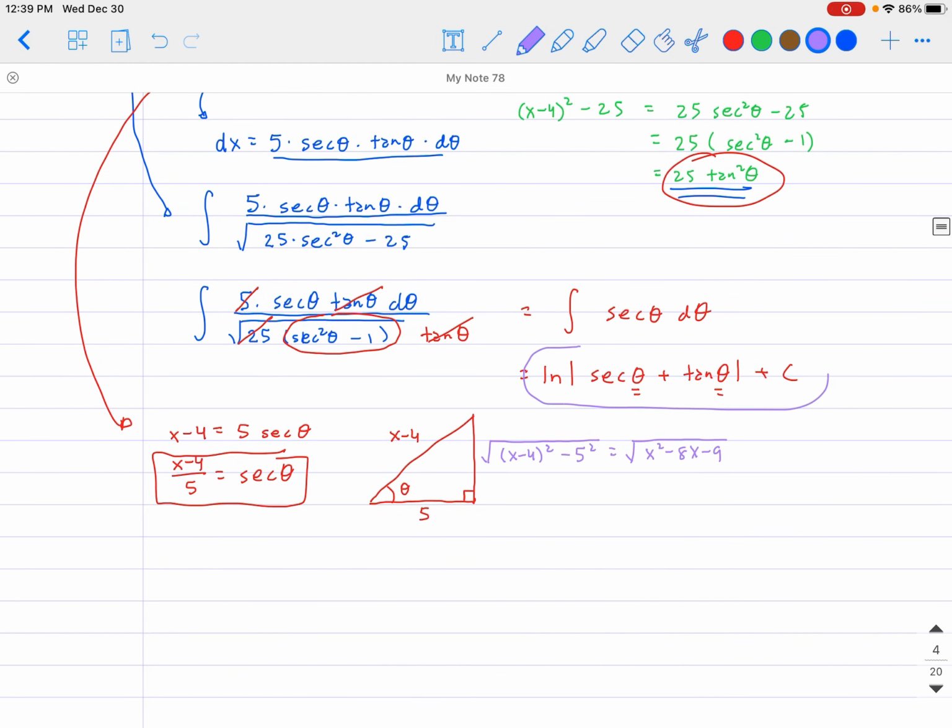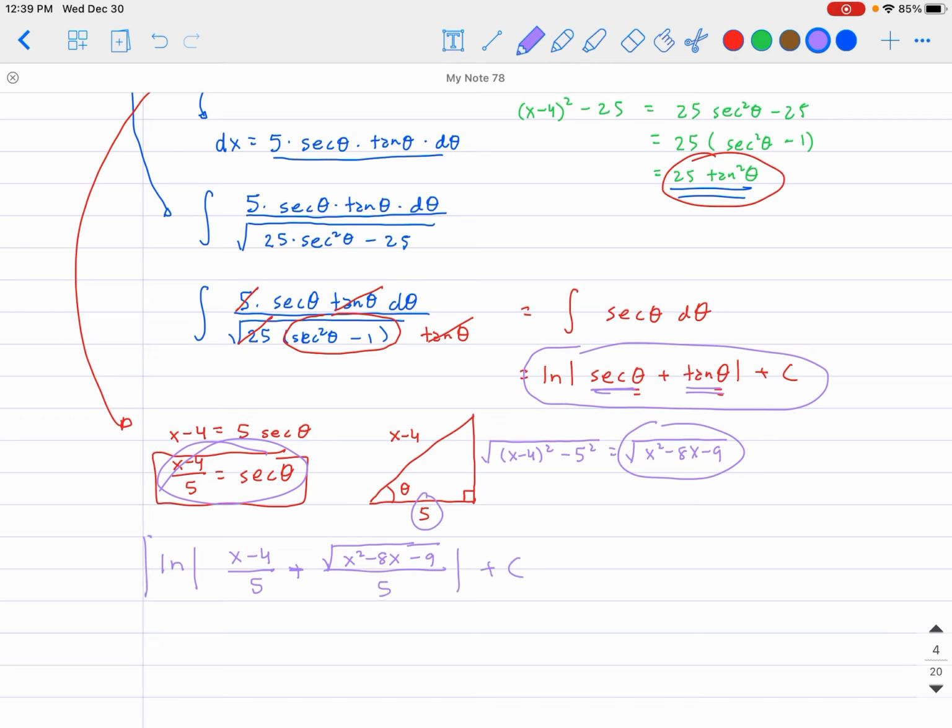Now take our antiderivative, and we're going to make a replacement. Let's see, ln of absolute value. If it's secant, I'm just going to replace it back from earlier because this is equal to secant. So that's x minus 4 divided by 5 plus the tangent. Now this is where we're going to have to use the triangle. So tangent is supposed to be opposite over adjacent. That means it's going to be the square root of x squared minus 8x minus 9, all divided by 5, absolute value, and then plus c. So this right here is going to be our antiderivative then. All right.